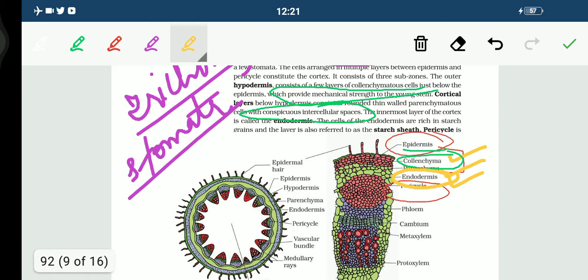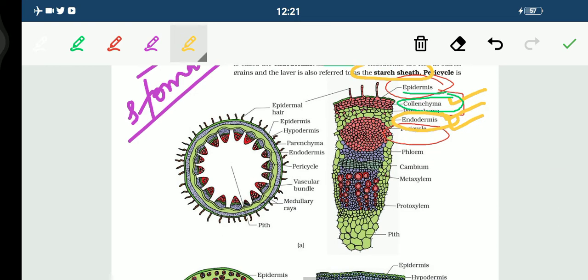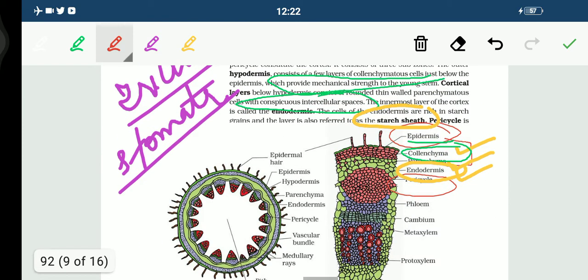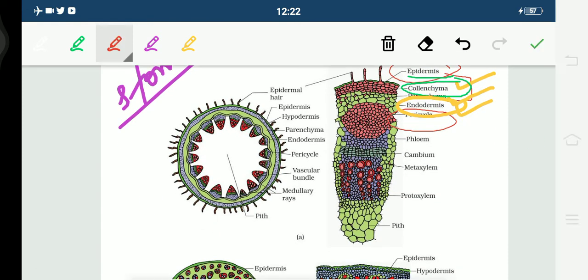Now the cells of the endodermis are rich in starch grains, and the layer sometimes may be referred to as the starch sheath. So you can see here, sometimes it may be referred to as the starch sheath. So just have a close look at the diagram, students. This is how the diagram looks. This is of the dicot stem.